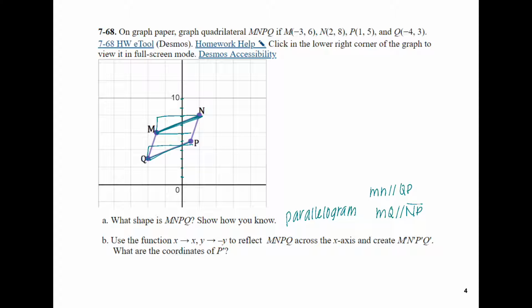So if you reflect each of these points, you start at this point, 1, 2, 3 away from the x-axis, 1, 2, 3, 1, 2, 3, 4, 5 away from the x-axis, 1, 2, 3, 4, 5, you would see that point P prime would be approximately at the ordered pair 1, negative 5.